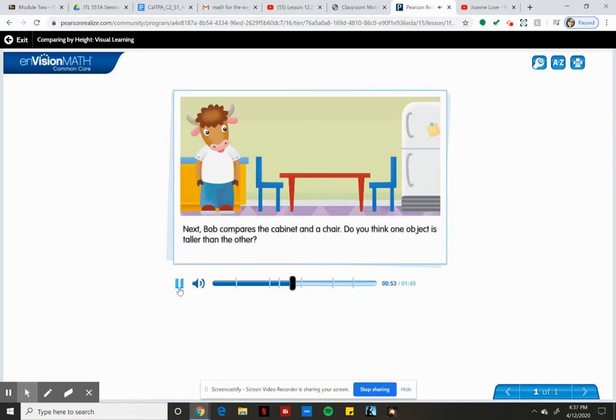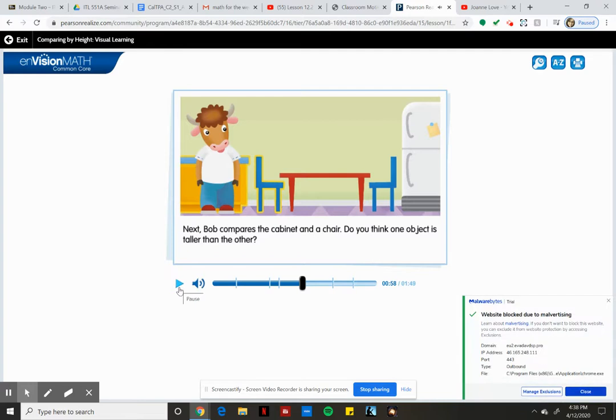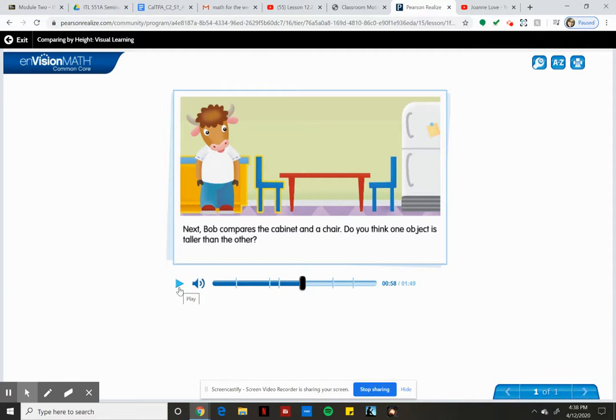Next, Bob compares the cabinet and a chair. Do you think one object is taller than the other? Or scholars, do you think that they might be the same? So in your answer in your brain, you can think the chair is taller, the chair is shorter, or the chair is the same as the cabinet. What do you think? Bob thinks the cabinet is as tall as the chair. The cabinet is not higher than the chair. The chair is not higher than the cabinet. They are the same height.